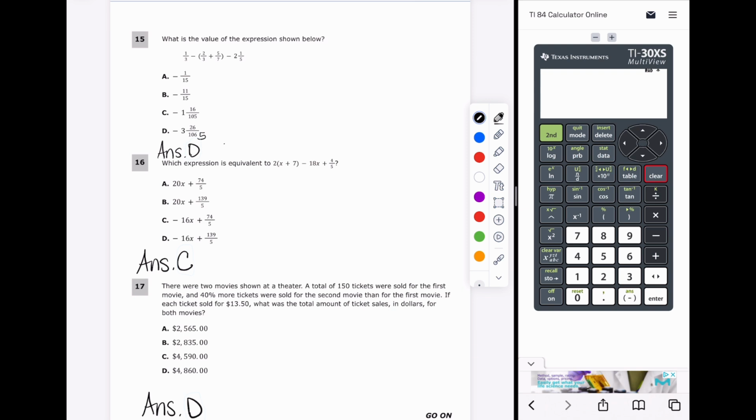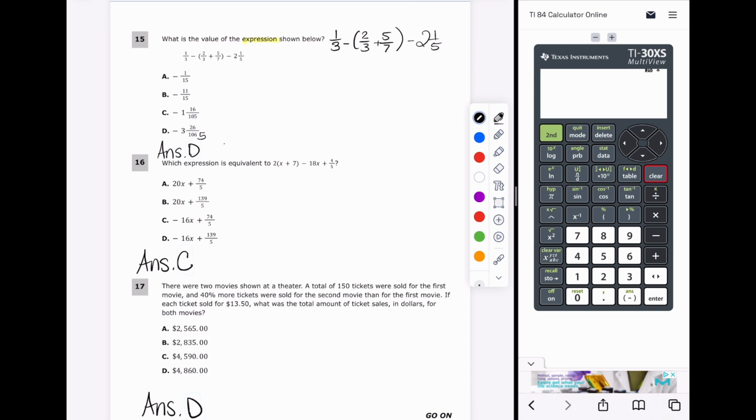What is the value of the expression below? So again, I'm trying to simplify this expression. I'm going to give myself a ton of room. So I have 1/3 minus 2/3 plus 5/7 minus 2 and 1/5.